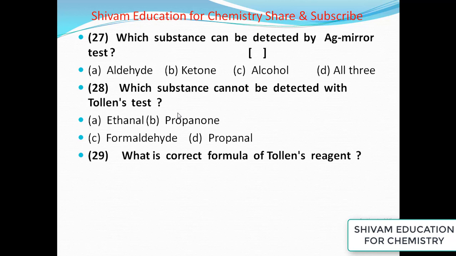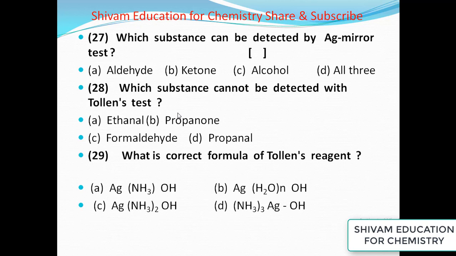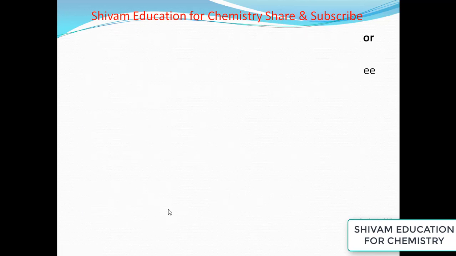Now question number 29. What is the correct formula of Tollens reagent? Now you are knowing very well. Tollens reagent is ammoniacal silver nitrate. Now ammoniacal silver nitrate, we can write it as [Ag(NH3)2]OH. This is the formula of Tollens reagent. So answer of this question is C, [Ag(NH3)2]OH.